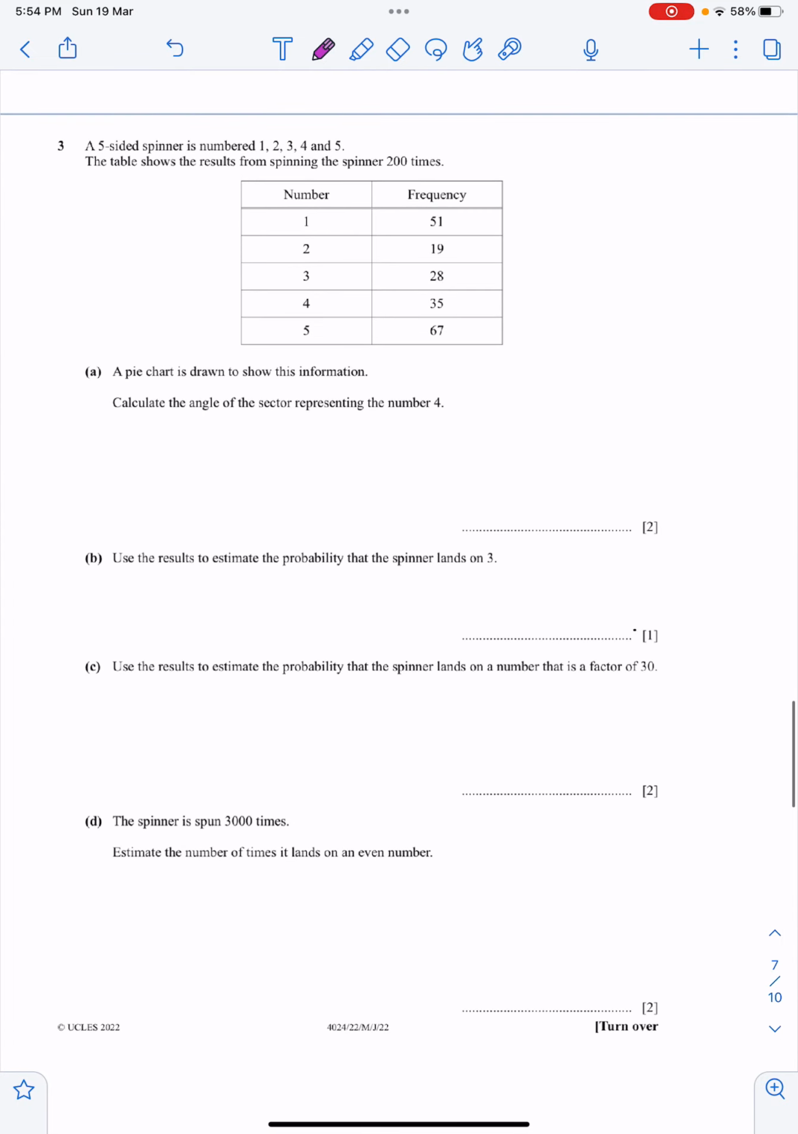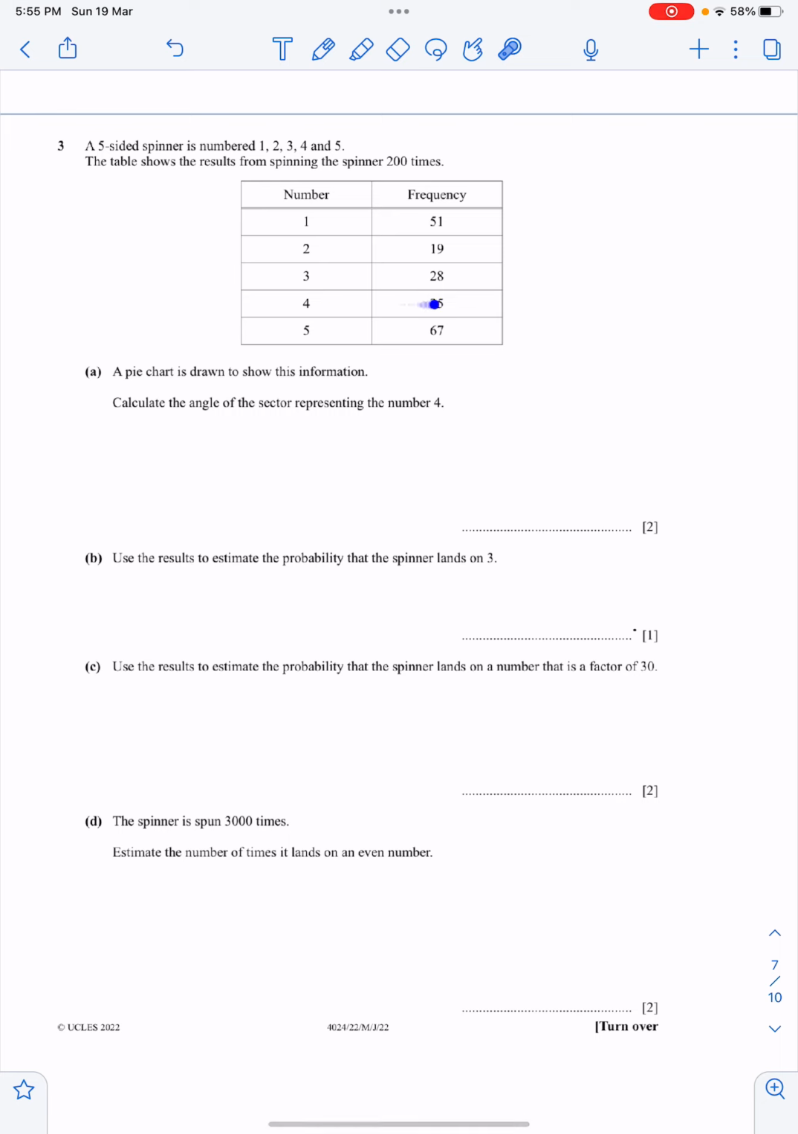Okay, a 5-sided spinner is numbered 1, 2, 3, 4 and 5. The table shows the result from spinning the spinner 200 times. That means if you spin the spinner 200 times, 51 times a 1 has come, 19 times 2 has come. A pie chart is drawn to show the result. Calculate the angle of the sector representing the number 4.